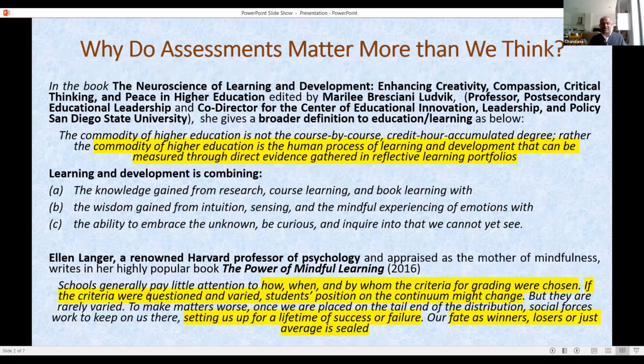Schools generally pay little attention to how, when, and by whom the criteria for grading were chosen. If the criteria were questioned and varied, students' position on the continuum might change, but they are evaluated. To make matters worse, once we are placed on the tail end of the distribution, social aspects work to keep us there, setting us up for a lifetime of success or failure. Our fate as winners, losers, or just average is sealed. This is a very critical statement coming from an eminent scholar. So assessment matters more than we think.